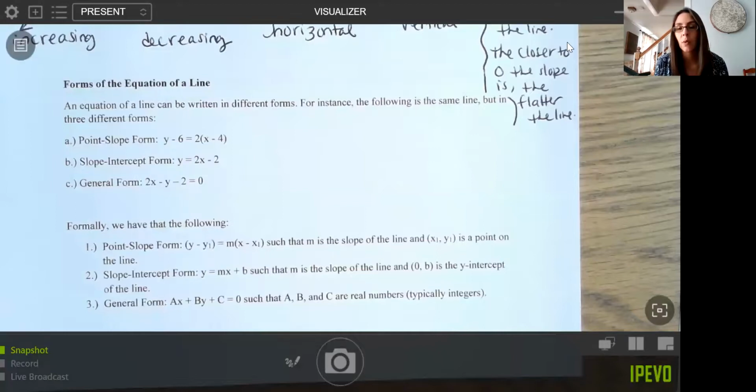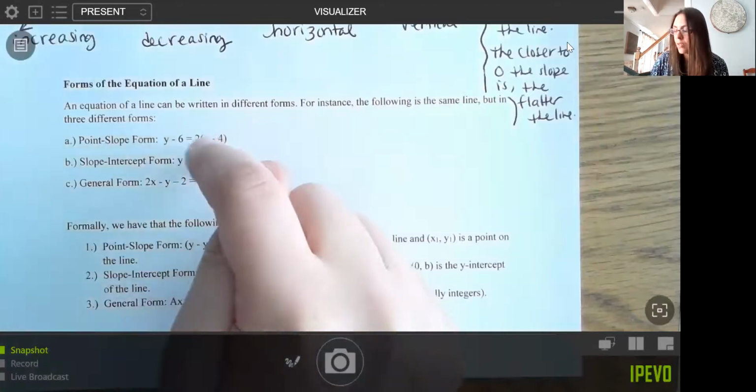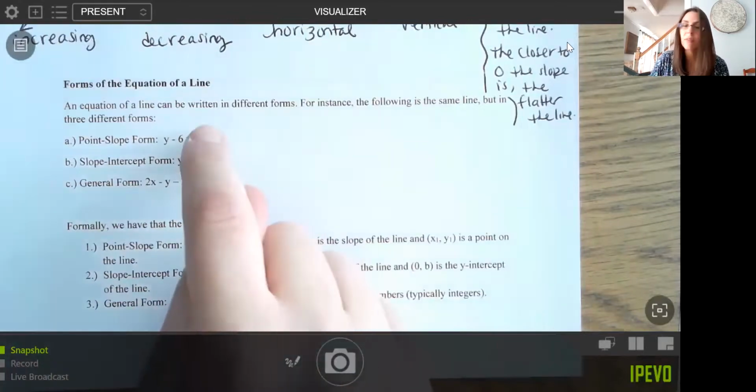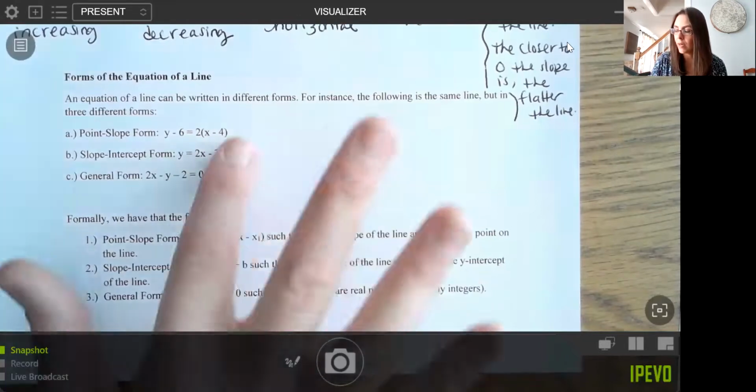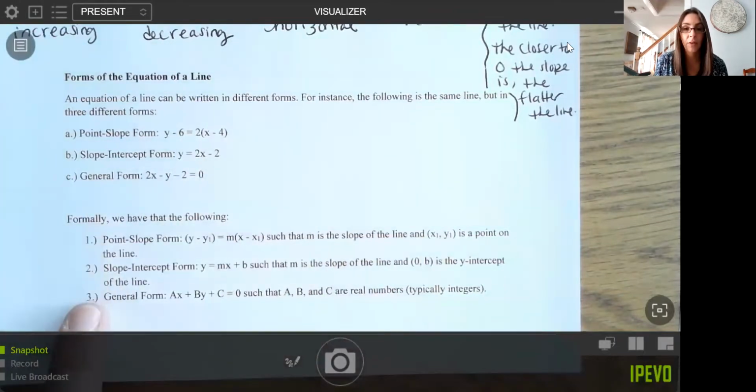So one thing I want you to note is that this here is all the same line. So the forms of the line are completely interchangeable. They're all helpful in their own way, and we can bounce back and forth between them. So here I have an example to start, and then I have the more formal definitions of the three.